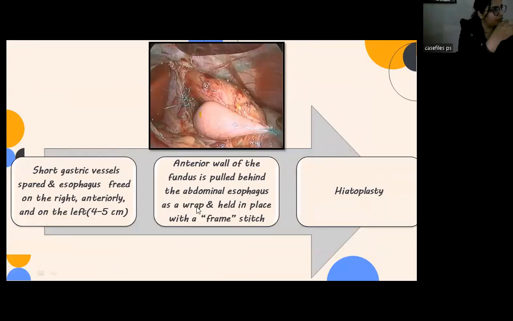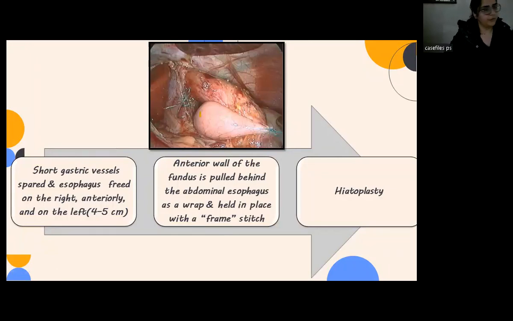After sufficient mobilization, such that we have around 4 to 5 centimeters of the stomach and lower esophagus mobilized, we then pull the anterior wall of the fundus behind the abdominal esophagus and wrap it and hold it in place with a stay stitch. This is the stay stitch which we initially take.